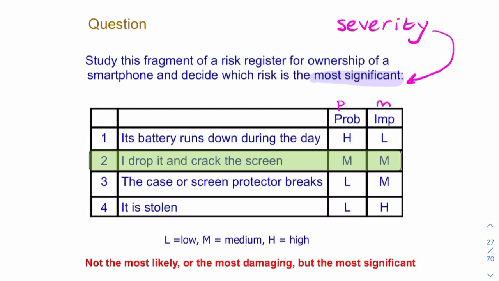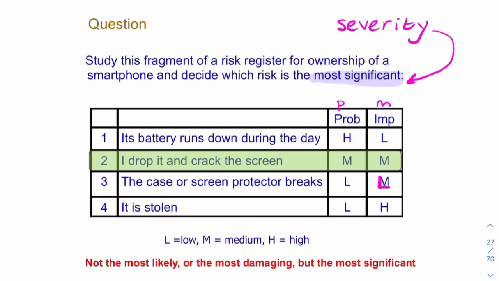What about if you were to drop and crack the screen? How likely is that? Well, it's not very likely. But if you did drop the screen, what's the impact of that? Well, it's not low because you need to get the screen fixed. It might be covered by insurance, it might not. But let's say it has a medium impact. What if the screen protector or the case breaks? What's the chances of that happening? Well, again, pretty low. And if it does break, you're going to have to replace it. So no big deal. I would say that's probably an L. Cases aren't that expensive.